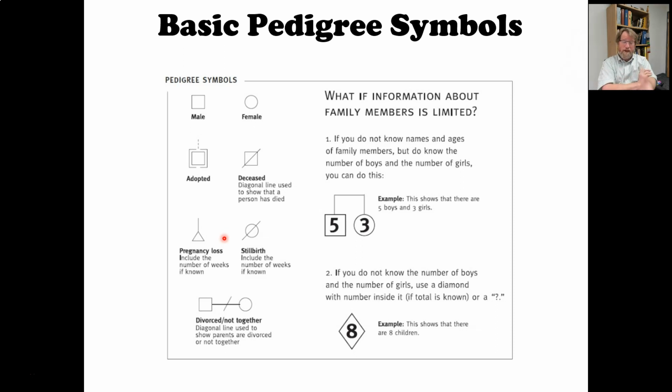And then you can see, bottom line, divorced or not together. You can see here it's shown with a single line. Whether it's single or double doesn't matter. You get the idea there.